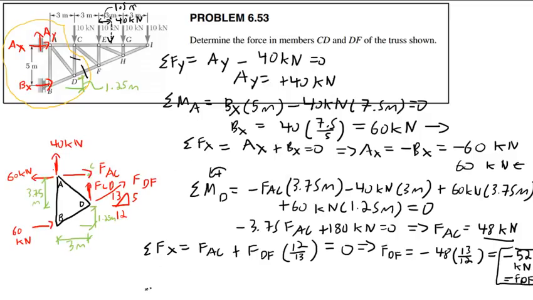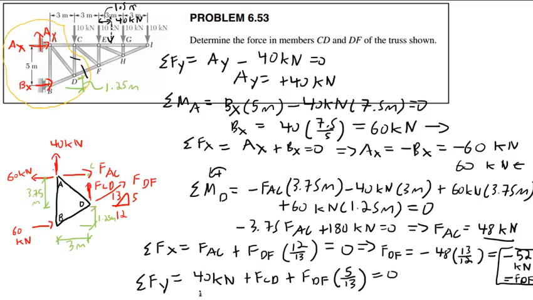And then finally, sum of forces in the y direction. I'm going to have 40 kilonewtons, this one here, plus FCD, plus FDF times 5 over 13, equals 0.